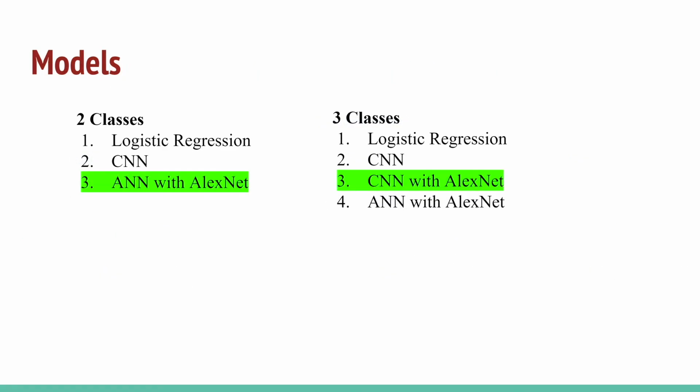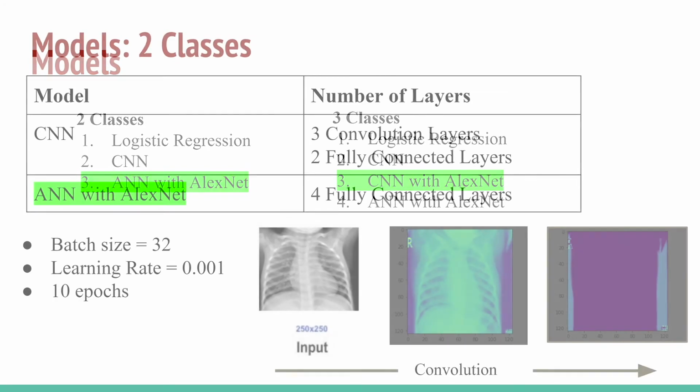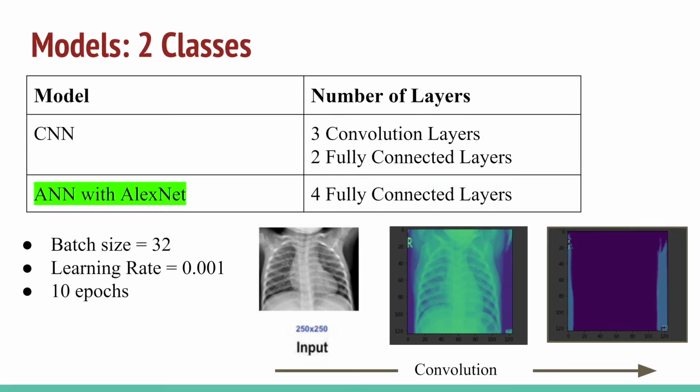Here is a high-level overview of the models we used, with the ones highlighted in green being our final models for each problem. As this was a classification problem, we used a logistic regression model with one dense layer as our baseline to compare against. When classifying images as pneumonia and normal, we implemented a convolutional neural network consisting of 3 convolutional layers with ReLU and max pooling after each. This was followed by 2 fully connected layers to perform classification.